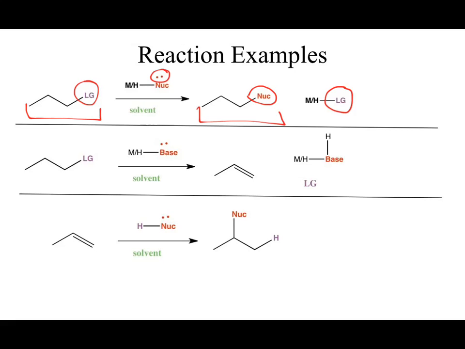How about the next one? What happened in the next one? What things changed there? That one admittedly is one of the more difficult ones. So that's interesting. The LG is completely broken off. It's no longer attached. And I've got a double bond. What else changed? I've also got that hydrogen.